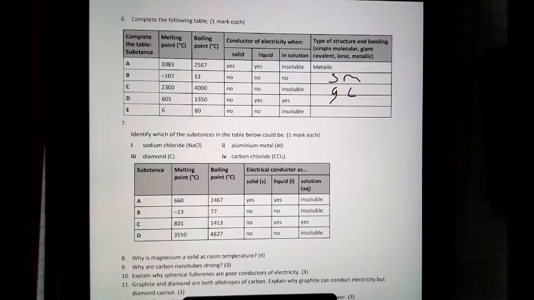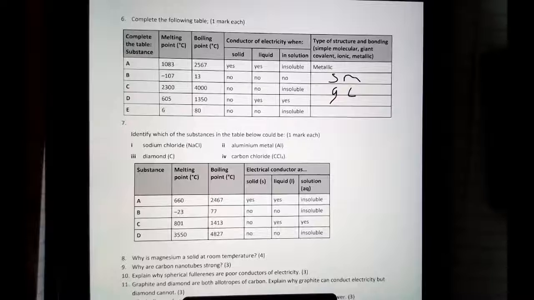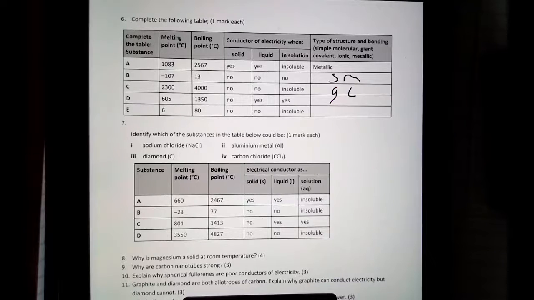And yes, you're right, it does. But graphite is an exception, okay? Diamond is the typical giant covalent structure that doesn't conduct electricity. Graphite is an exception. So in general, if you're told it's not conducting electricity at all, and it's got a really high melting point, it's going to be giant covalent.